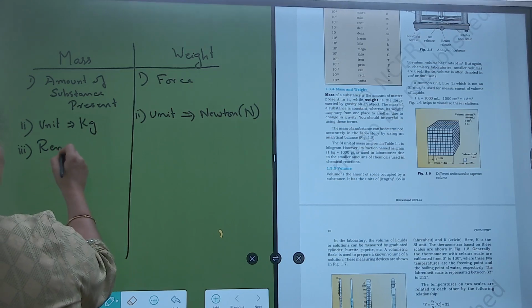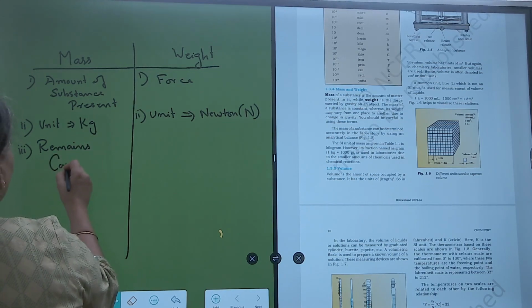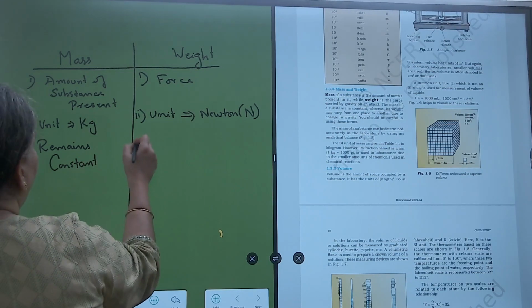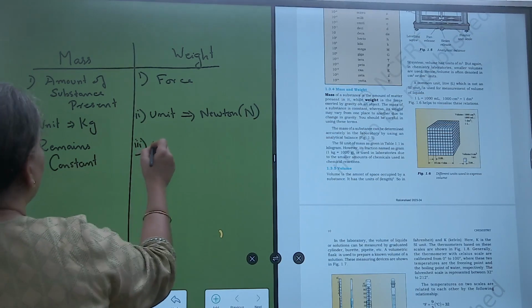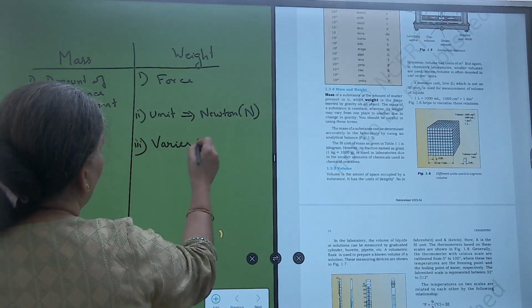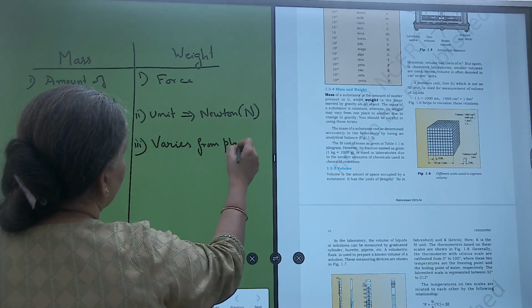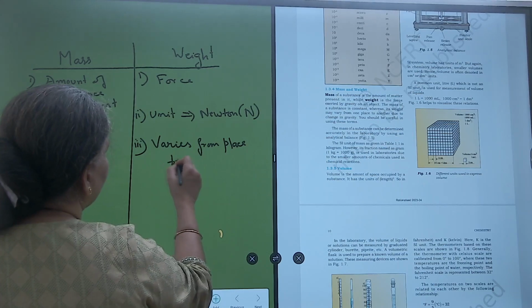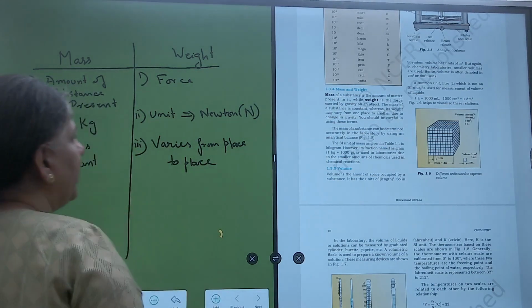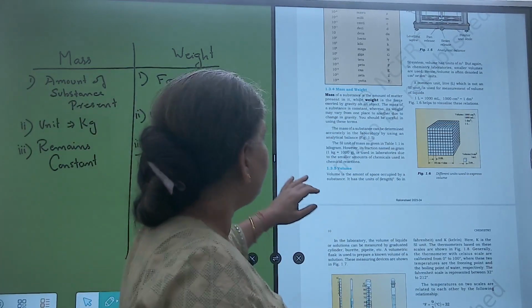Mass remains constant, whereas weight varies from place to place. These are a few of the points of difference, which is again a repetition.